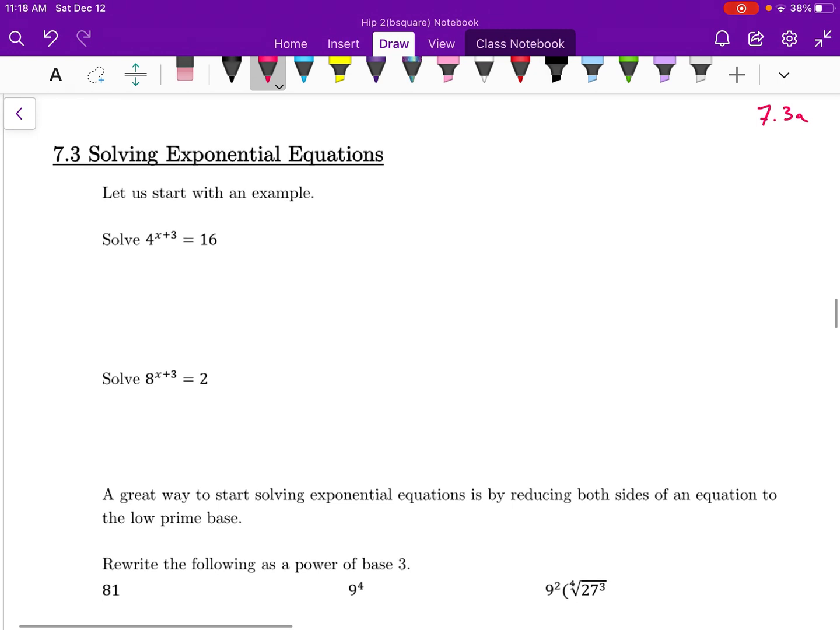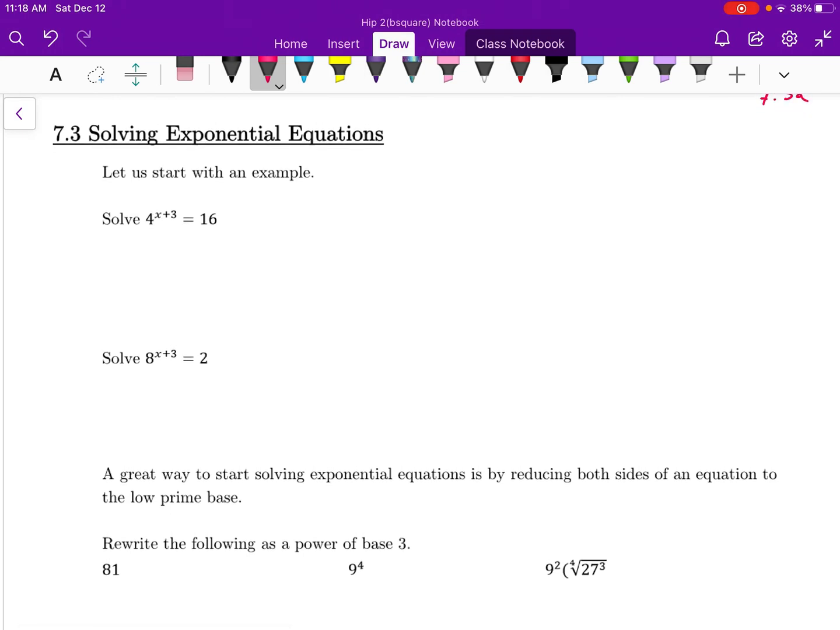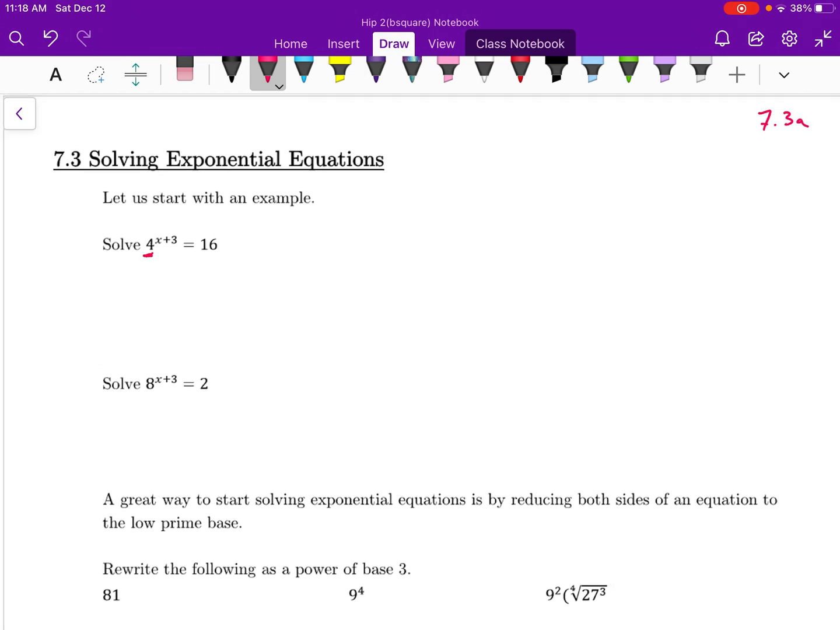All right, we're going to be looking at 7.3, solving exponential equations. Let's start off with a relatively simple example, I think. We're going to solve 4 to the power of x plus 3 is equal to 16. Why do you think I would have these two numbers? Well, they can be written in base 4, or they can also be written in base 2.